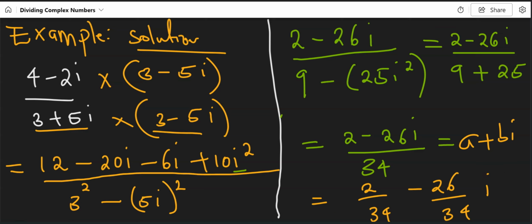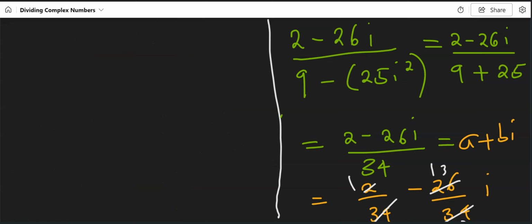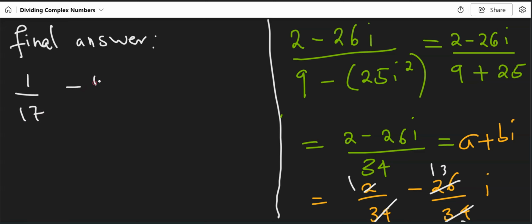Of course we can simplify this further to have 1 over 17 and 13 over 17. Therefore the final answer should be 1 over 17 minus 13 over 17i. So this is our final answer.